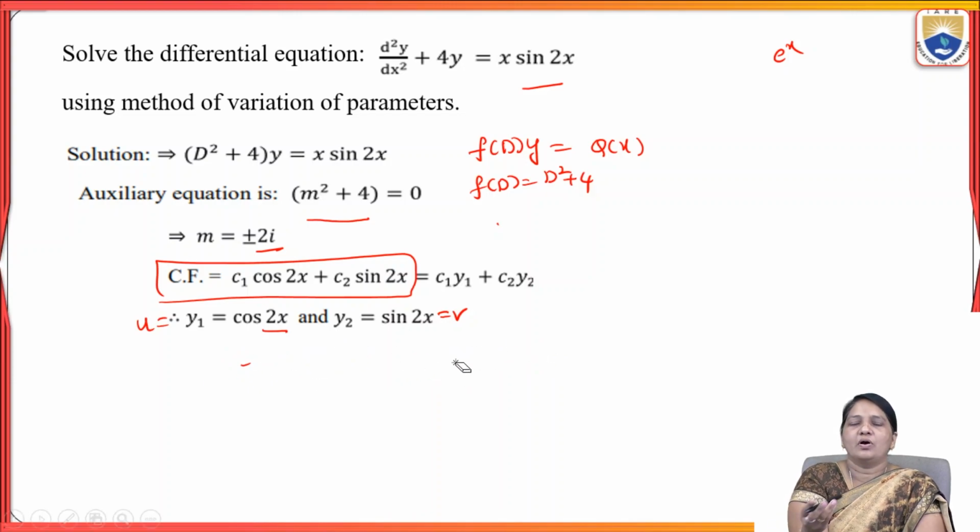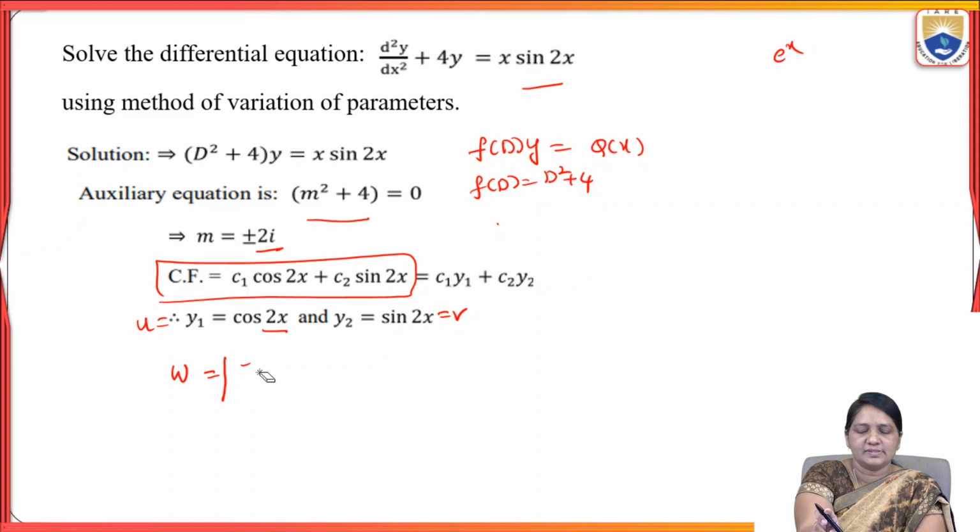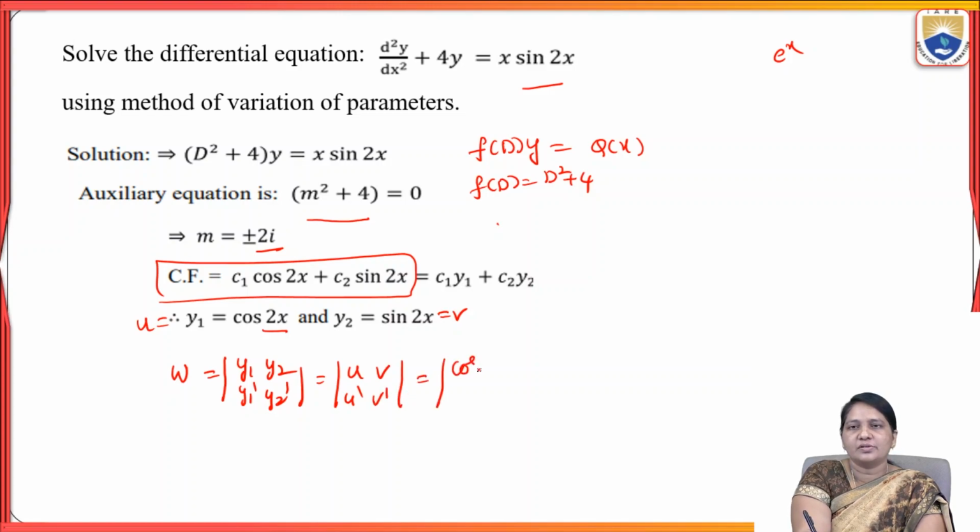So here we have to take the Wronskian value. So the Wronskian value is the determinant of y1, y2, y1 dash, y2 dash, otherwise u, v and u dash, v dash. What is the u value here? cos 2x. What is the v value here? sin 2x. And what is the derivative of u?